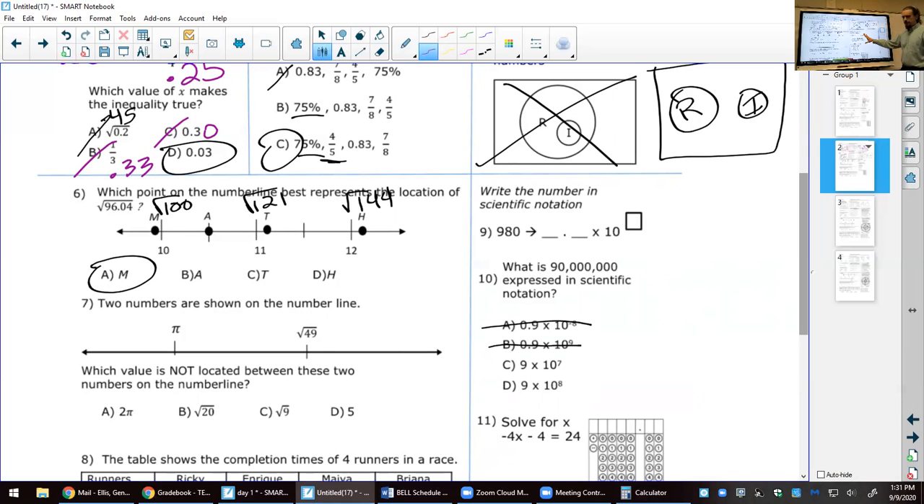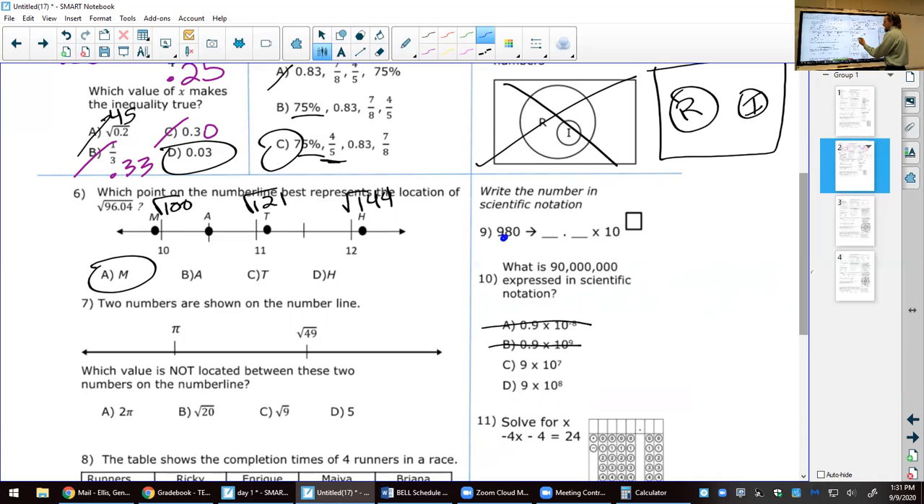It's a way of writing a number that always starts with something between 1 and 10, and then is multiplied by some factor of 10. Okay? So when we say 980, we want to rewrite that as a number between 1 and 10. So you think, where can I put a decimal point in 980 that is between 1 and 10? So I can't put it here, right? That's 980. I can't put it there. That's 98. But I can put it right there.